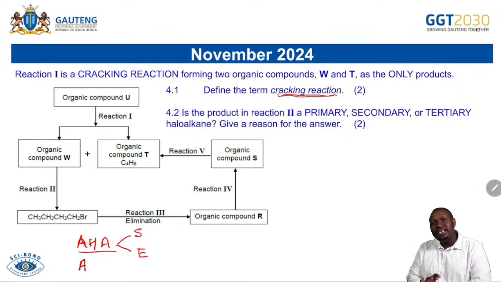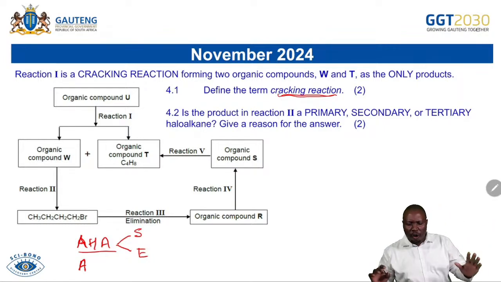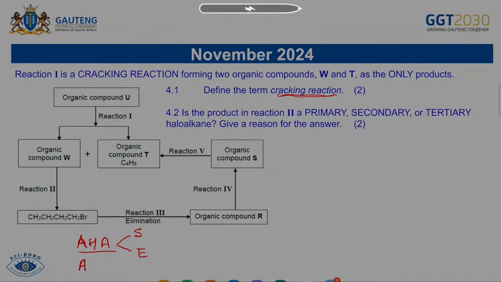Now, the main thing is analysis of the question. Leave the questions alone. Analyze the diagram, because once you analyze the diagram, we are done. You make your own memorandum here, and then you will be able to enjoy the subject. Now, let's look at this. We're given organic compound U, and then that U is being broken down into two, organic compound W and organic compound T.